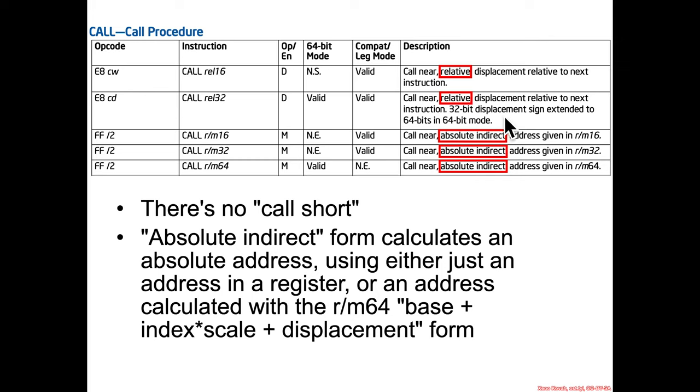All of those JCC assembly instructions that we saw were always relative displacements. But now call has another form of displacement. It can take an RM16-32-64. Okay, well, neither of those are valid, so 64-bit. So for 64, it's always going to be an RM64. Call near, absolute indirect, address given by RM64.